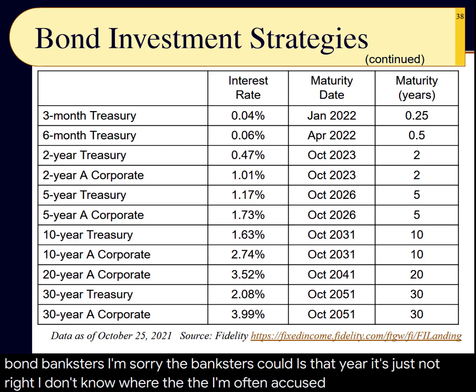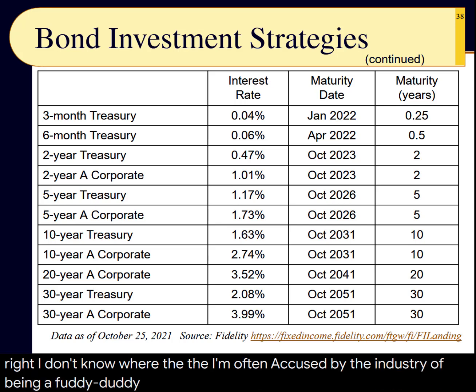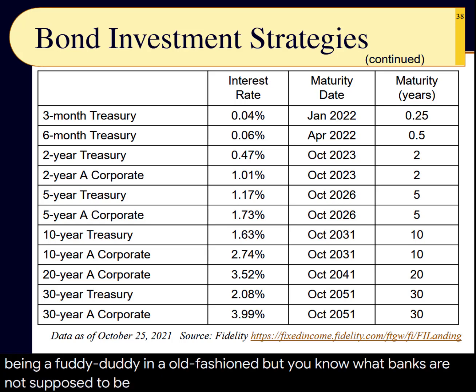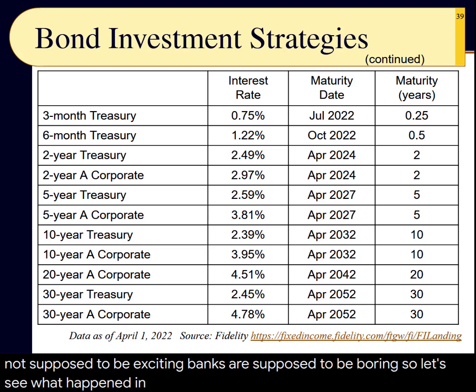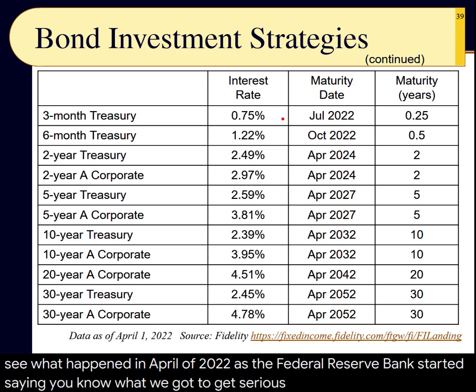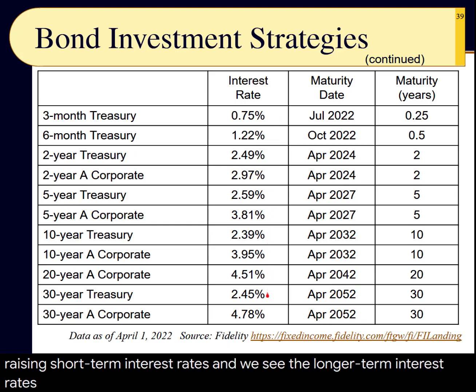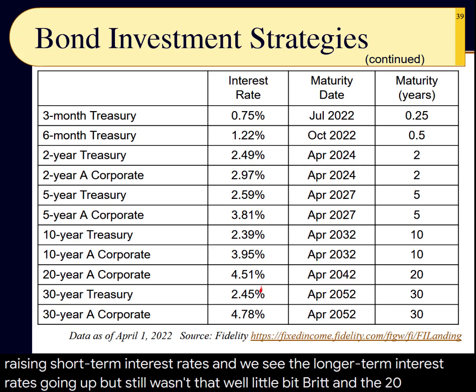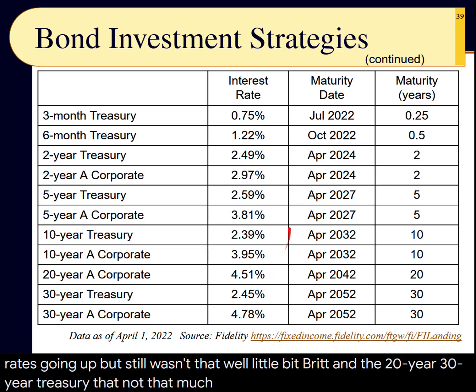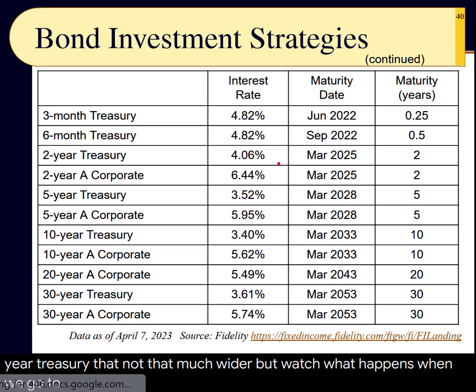I'm often accused by the industry of being a fuddy-duddy and old-fashioned, but you know what? Banks are not supposed to be exciting. Banks are supposed to be boring. So let's see what happened in April of 2022 as the Federal Reserve Bank started saying, you know what? We've got to get serious about this. They started raising short-term interest rates, and we see the longer-term interest rates going up. But still, it was only a little bit wider between the 10-year Treasury and the 10-year corporate and the 30-year Treasury. They're not that much wider, but watch what happens when we go to today.